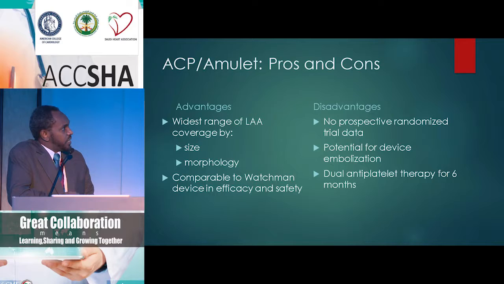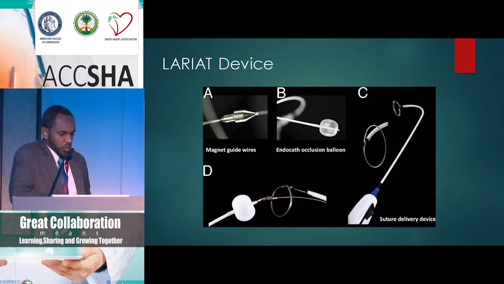Looking at the advantages and disadvantages of the Amulet, it has the widest range of left atrial appendage coverage by size and morphology because of the way it's structured, and is comparable to the WATCHMAN device in terms of efficacy and safety. Now, it does not have any prospective randomized trial data. Again, like the WATCHMAN, it has a potential for embolization, and you do need dual antiplatelet therapy for 6 months following the procedure, but no Coumadin.